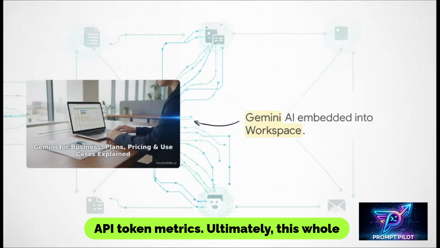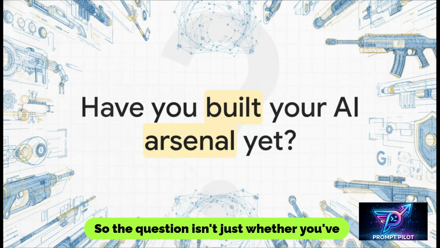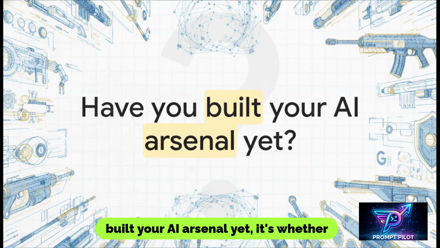Ultimately, this whole investment manifests as a seamless digital assistant working right alongside your team, directly inside your everyday tools. There is no separate window to log into, no complex coding required for your marketing team to learn. It's just there, in Docs, in Sheets, in Gmail, completely ready to turn raw data into operational action the absolute second you need it. So the question isn't just whether you've built your AI arsenal yet, it's whether you can afford not to, especially while your competitors likely already have.